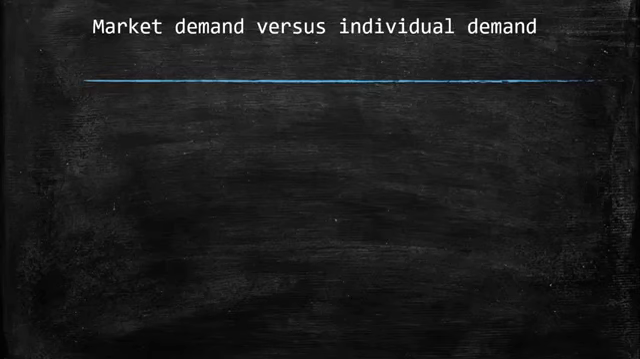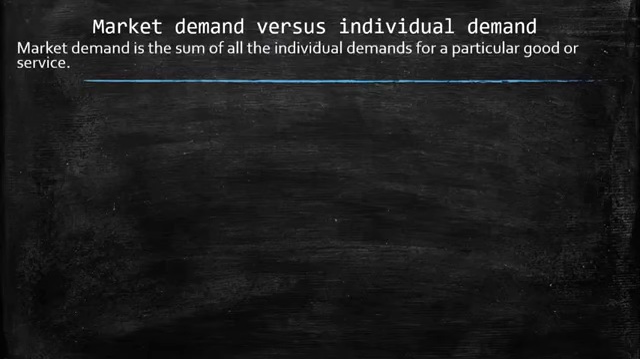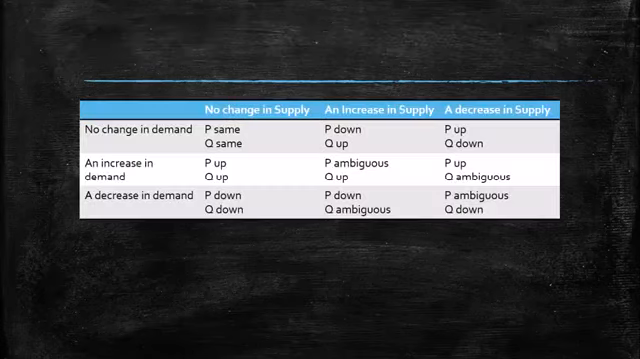So that's what we already saw, the demand of Maria. But what about the market demand? The market demand is the sum of all the individual demands, all the Marias, for a particular good or service.